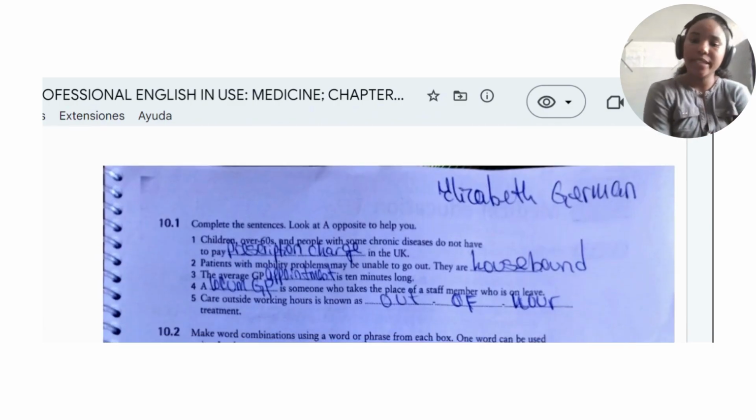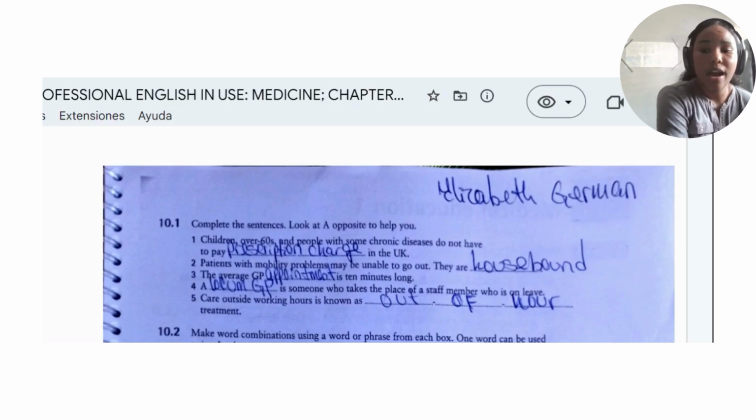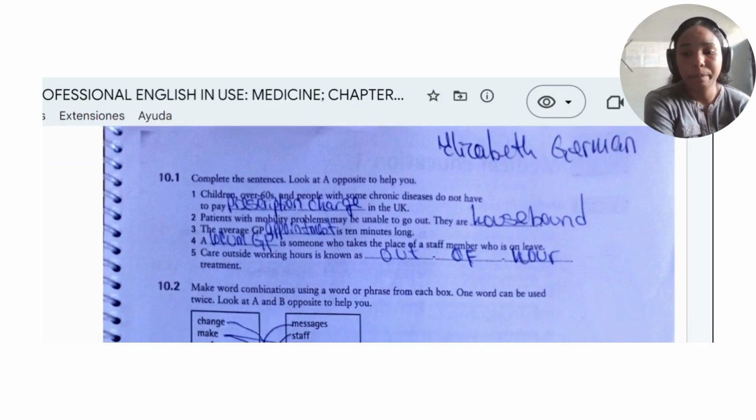Complete the sentences. Look at A opposite to help you. Children and people over 60, and people with some chronic diseases, do not have to pay the prescription charge in the UK. Patients with mobility problems may be unable to go out. They are housebound. The average GP appointment is 10 minutes long.